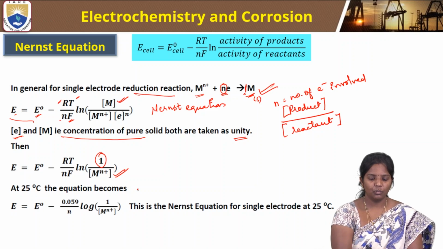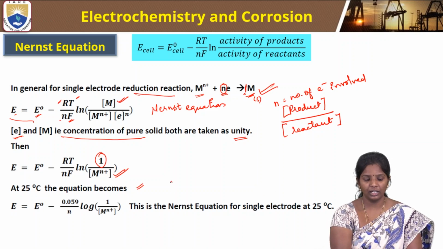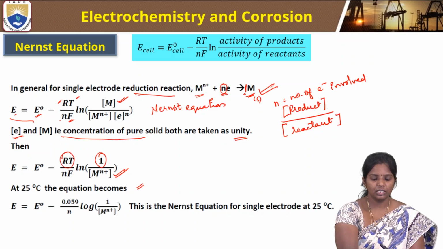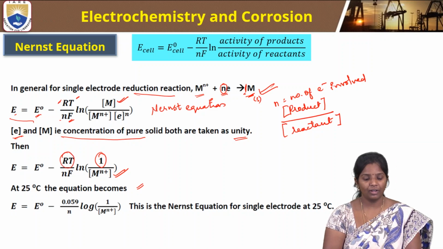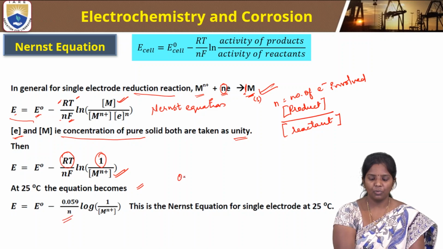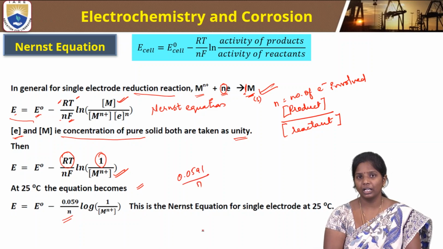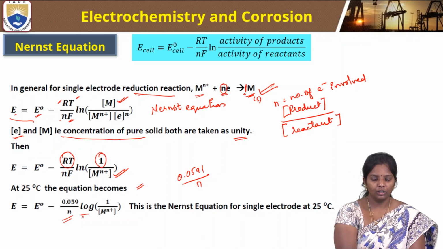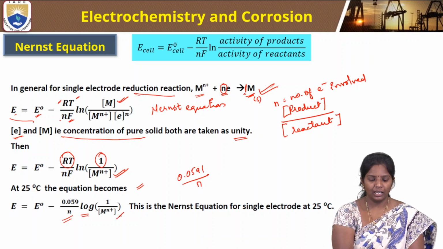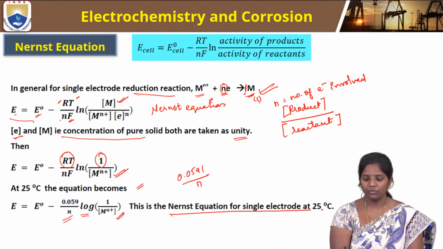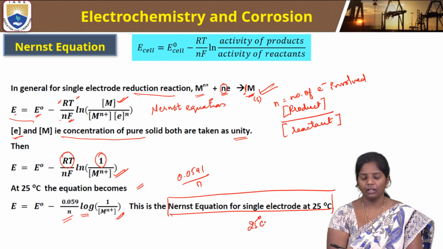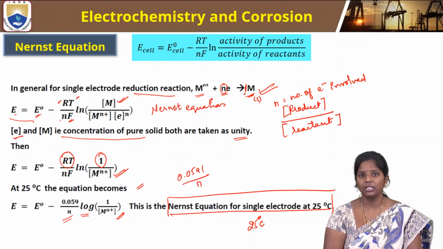At 25 degrees centigrade, which is the standard condition, we substitute the gas constant, temperature values and the Faraday constant in coulombs, and we get a value of 0.0591 divided by N, where N is the number of electrons involved in that reaction, into log 1 by metal ion concentration. This is the Nernst equation we apply whenever they ask for 25 degrees centigrade or standard conditions. When there is no mention of temperature, it means it is at 25 degrees centigrade.